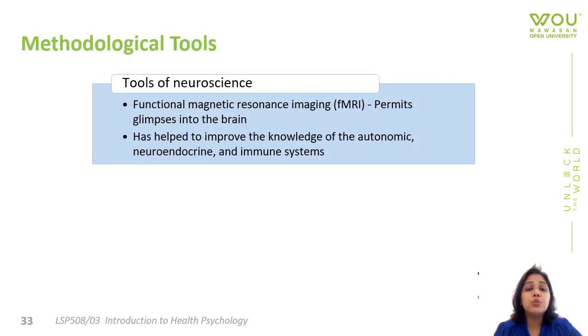Into the methodological tools. Now, the tools of neuroscience, for example fMRI or functional magnetic resonance imaging, are used to provide a glimpse into the brain to see, for example, the effects of certain behaviors, to understand the action and the cause of that action, looking into the pattern of activity in the brain. This gives knowledge of the autonomic, neuroendocrine and immune systems.